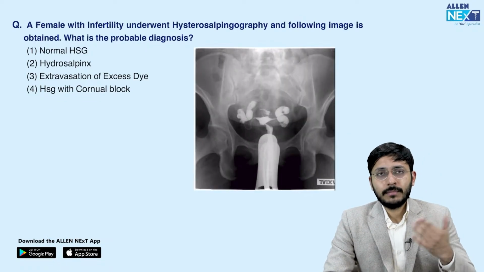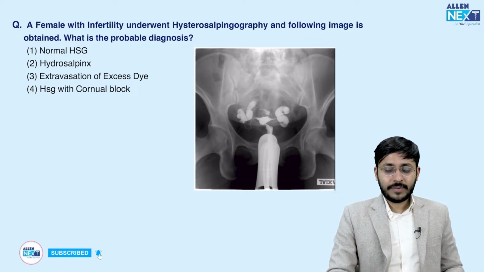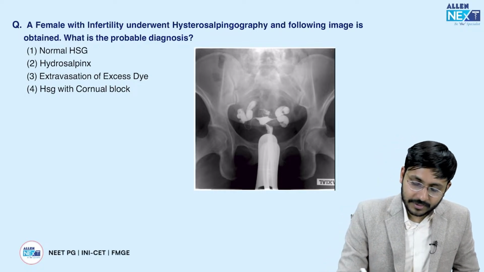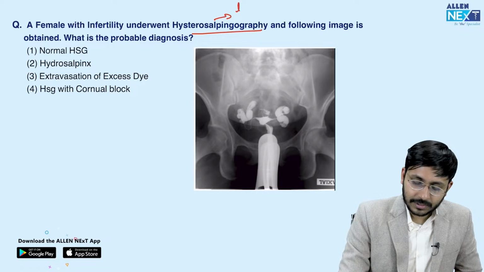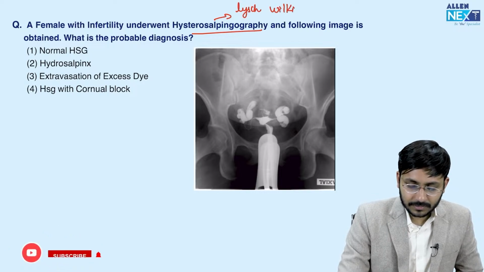Now let's move on to some women's imaging spotters. A female with infertility underwent hysterosalpingography. Following images obtained, what is the diagnosis? So first of all, which is the cannula which is used for HSG? This is the Leach-Wilkinson's cannula.